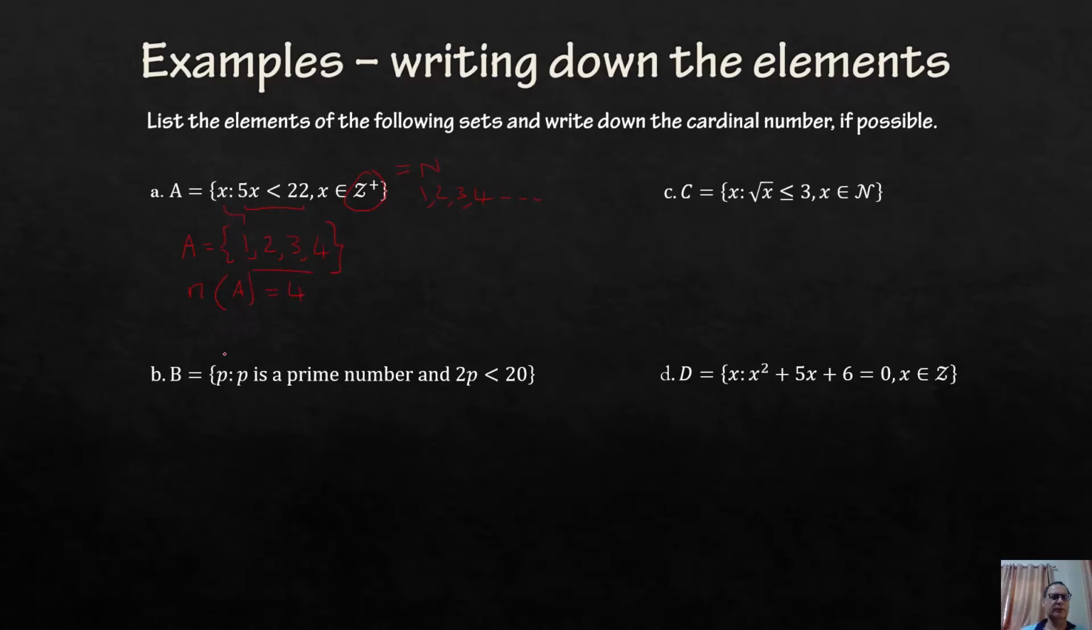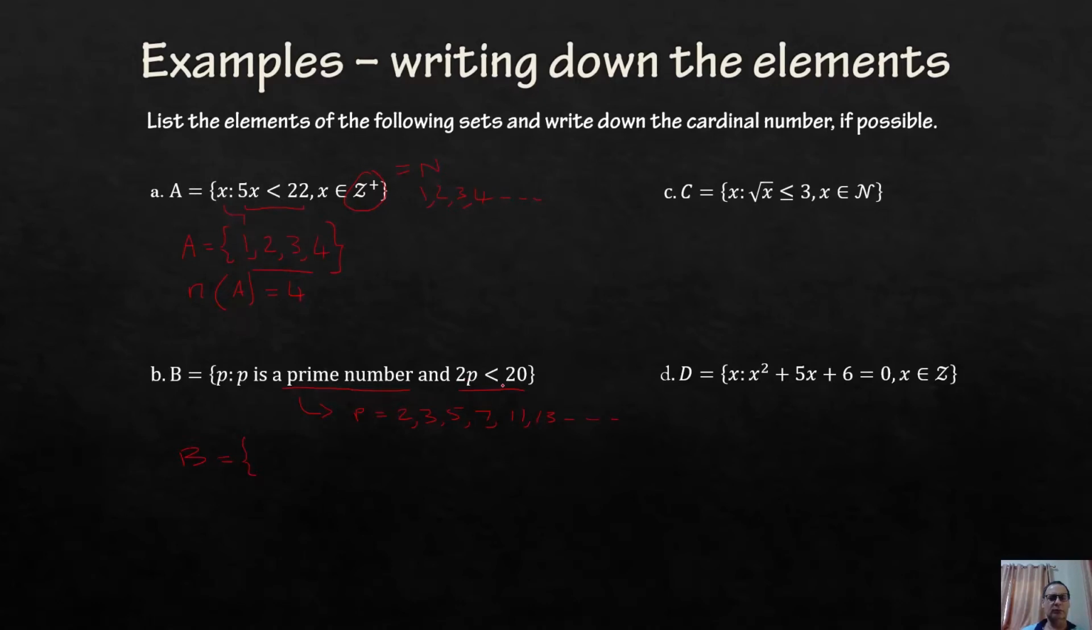There are 4 elements. In this question, we are interested in the prime numbers, and this is your restriction. 2 times the prime number must be less than 20. So the prime numbers are what? 2, 3, 5, 7, 11, 13, and so on. So set B. Which numbers satisfy this restriction?